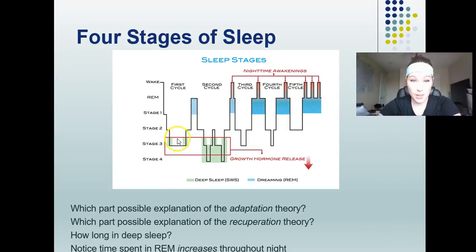How long was this person in deep sleep? I ain't going to calculate it, but they were in it for quite a few cycles here. This is unusual. This person is a very good sleeper. And so we've shown here that time spent in REM increases throughout the night. So here's your diminished returns.